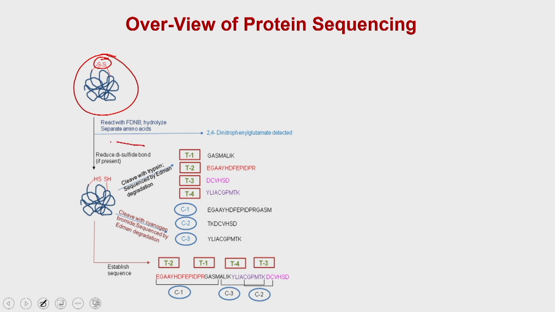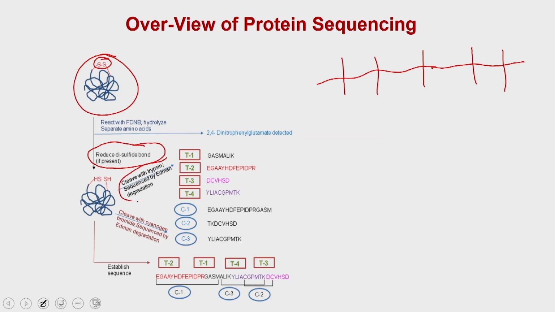So, you have to destroy the disulfide linkages simply by reduction, and once you destroy the disulfide linkage, you are going to have a linear chain of polypeptide. Then you are going to cleave this polypeptide chain with the help of trypsin or different types of cleavage agents. It could be proteolytic enzymes or it could be chemical reagents.